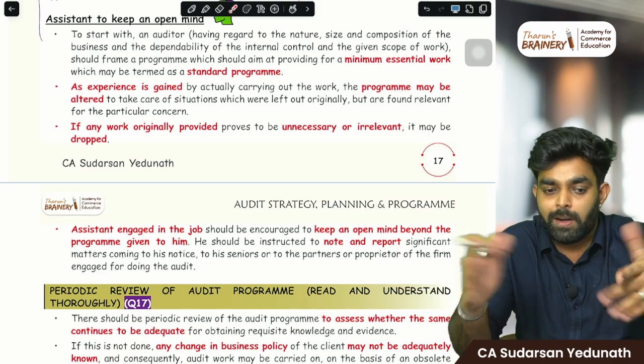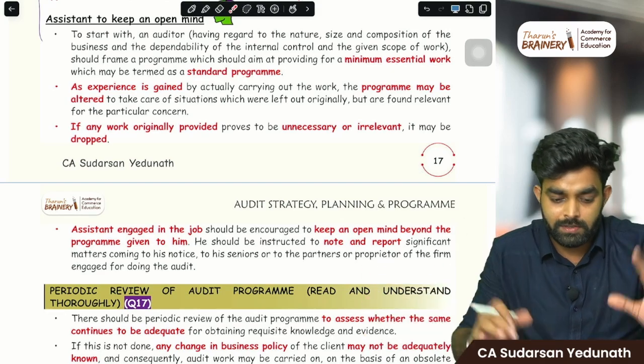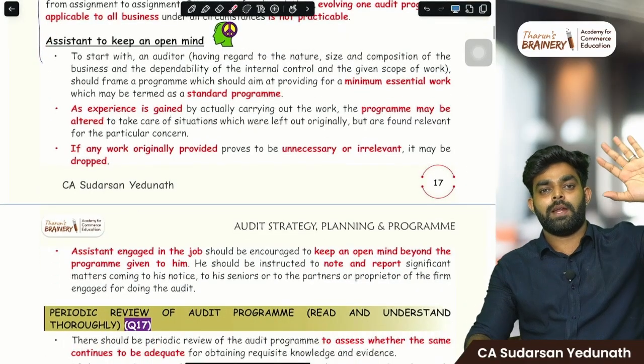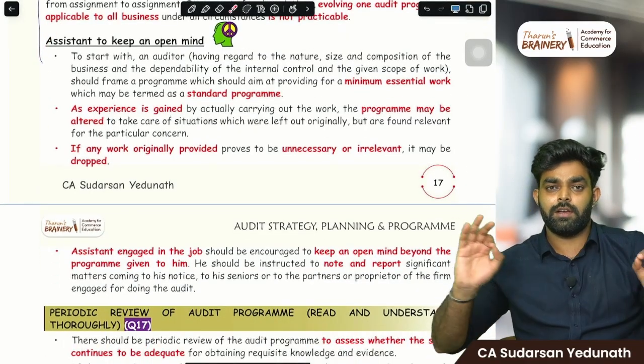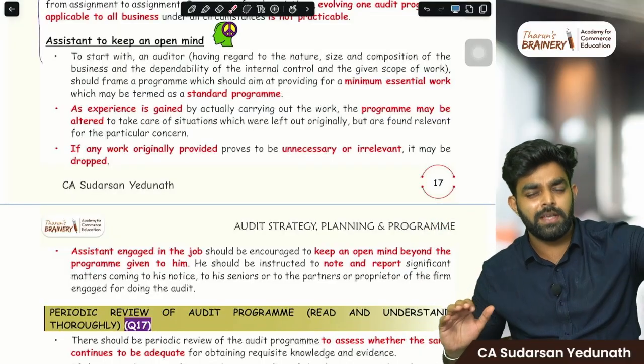But Boat and Zomato are completely different businesses. One is manufacturing, one is a service business. Different, right? Assistant, keep an open mind. So when starting the audit, in the first week, give a base audit program. Don't give a perfect audit program. Give a base audit program.